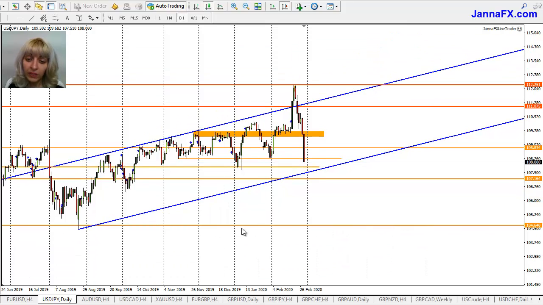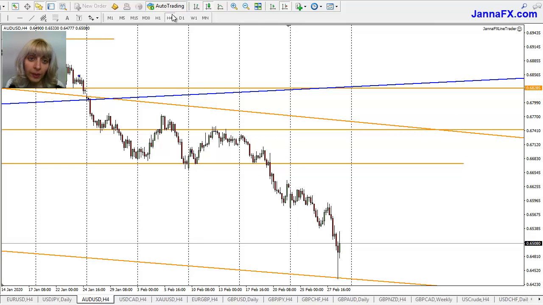So okay, that's my view on dollar yen. I will be looking at this area and the next one around here, and of course if it breaks this one somewhere in the middle, quite possibly it will be slowing down, and then there's the possibility of either a correction or continuing the way down to the next level. So that's my view on dollar yen.